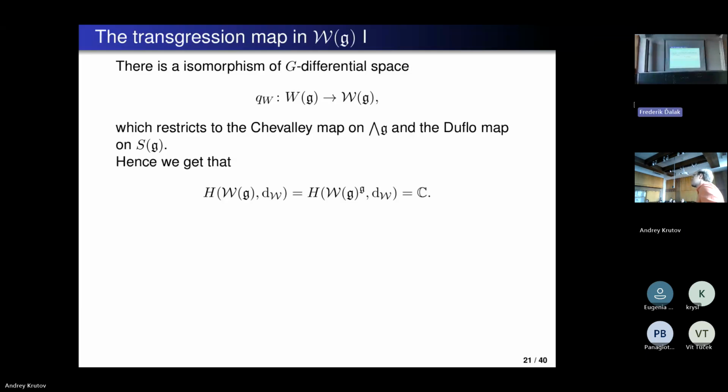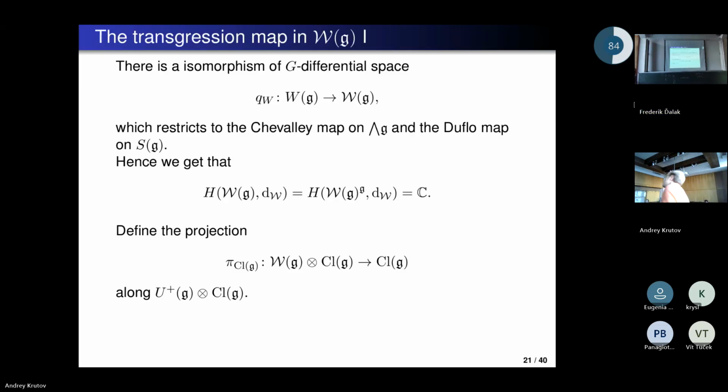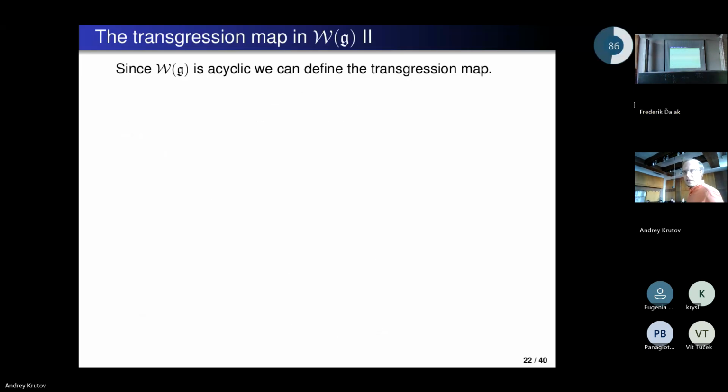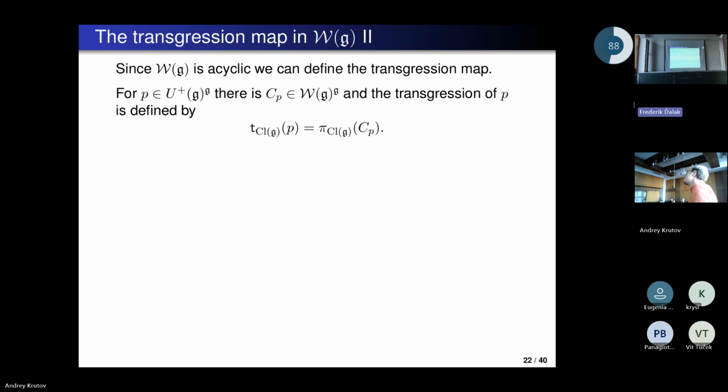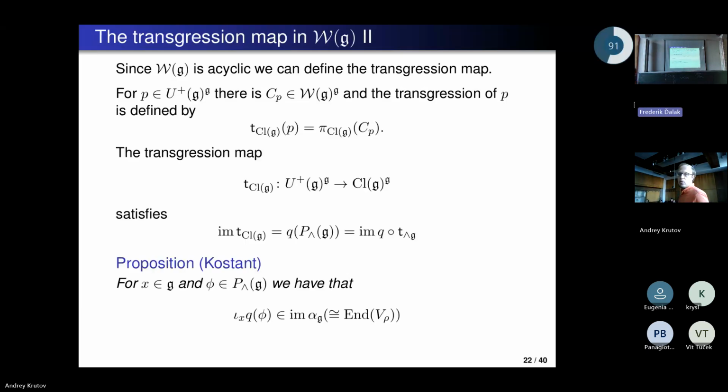but it tells you that the cohomology is the same, which means that if you define this projection, you can define the transgression map, now with values in the Clifford algebra, in the same manner. Moreover, you can show that these maps satisfy these properties. So you have the transgression map now with values in the Clifford algebra, defined by the same formulas basically.